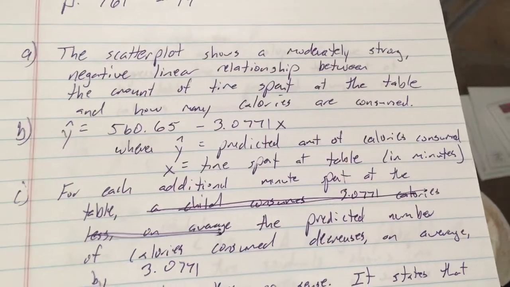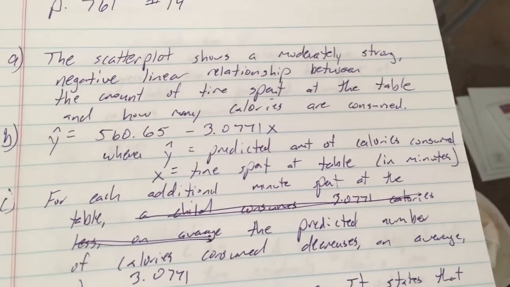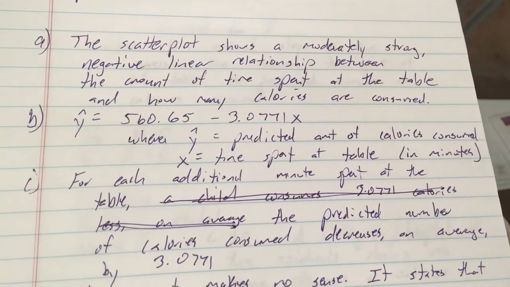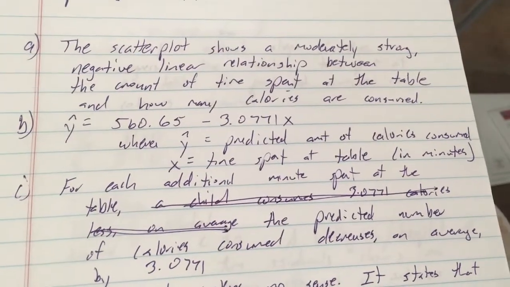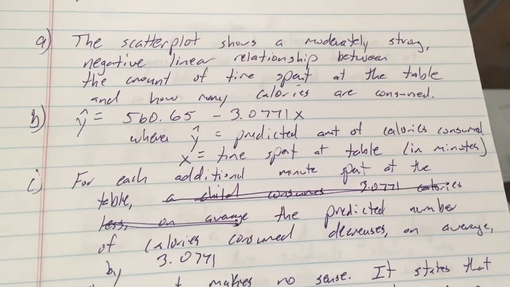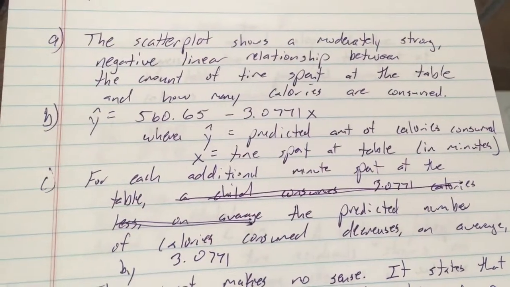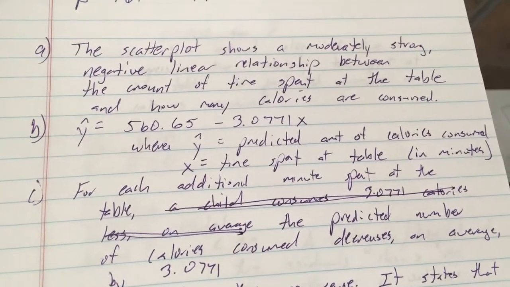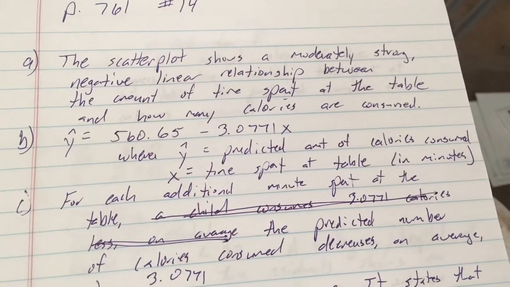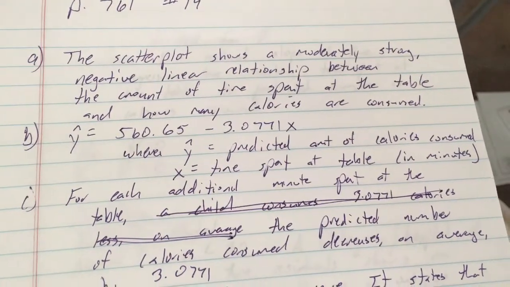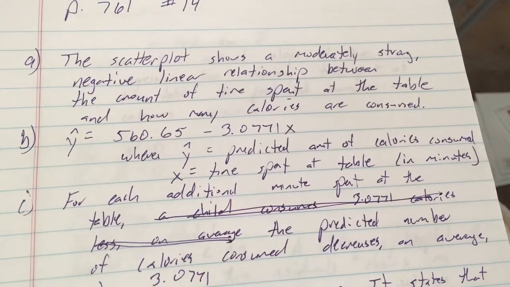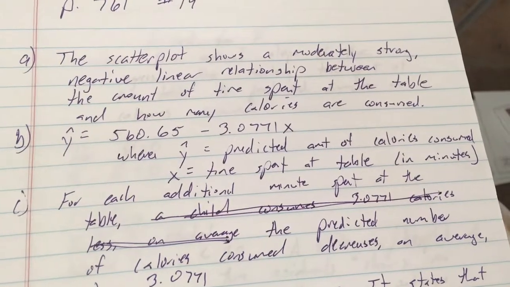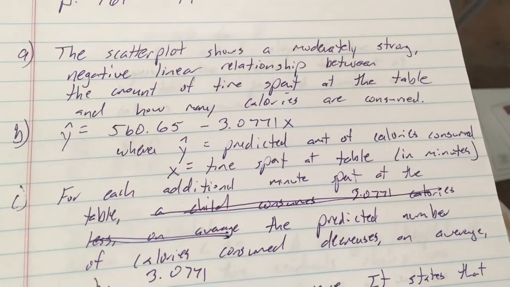Part A asks, describe what this graph tells you about the relationship between the two variables. Remember that anytime a problem asks that, they are looking for three things: strength, direction, and form. So part A, the answer is the scatter plot shows a moderately strong negative linear relationship between the amount of time spent at the table and how many calories are consumed.